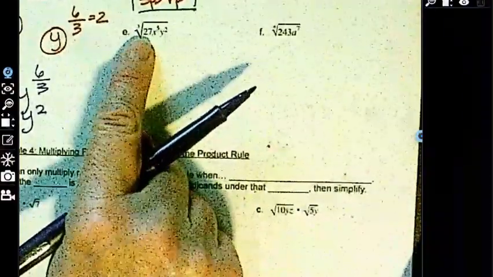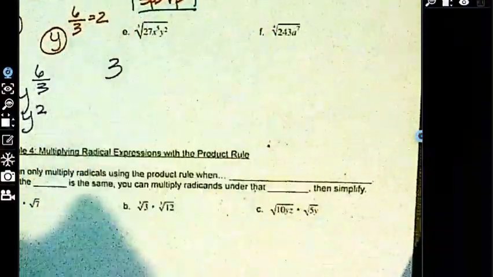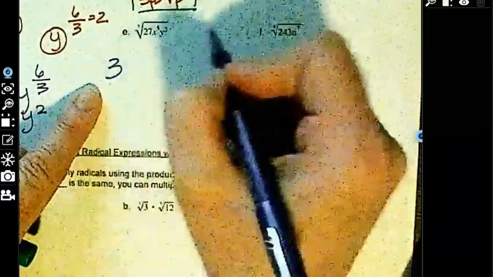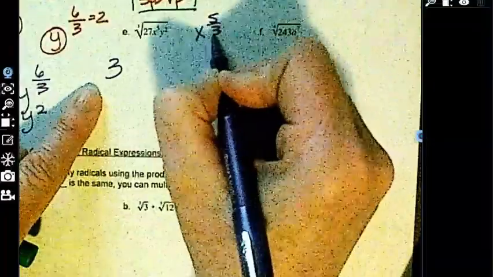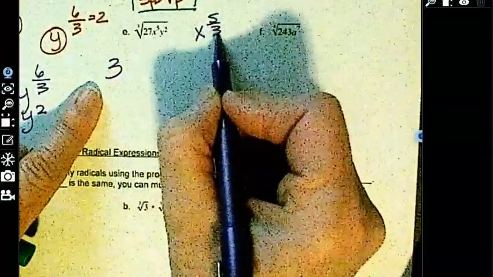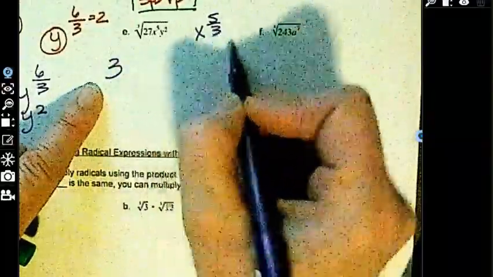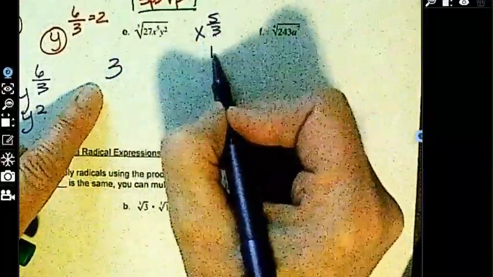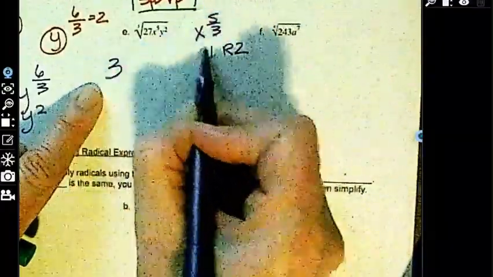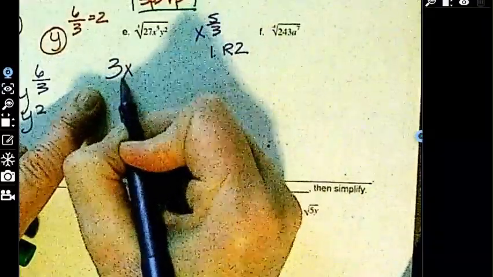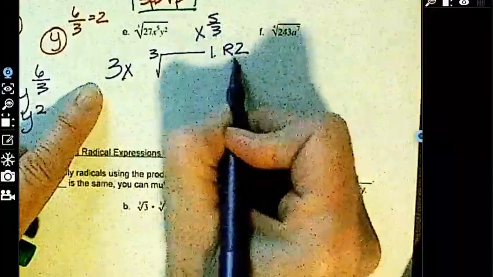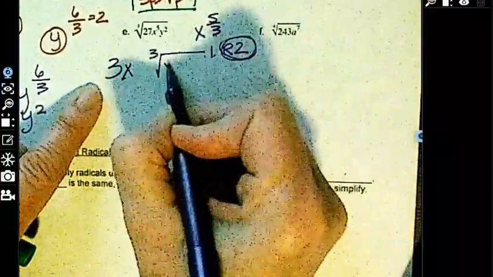All right, looking at this one. The cube root, I know the cube root of 27 is 3. I can take that out. Now, this is really x to the 5/3, isn't it? Well, if I divide 5 by 3, I get 1 remainder 2. So I can take out 1 x, but I have to leave under the cube root sign 2 x's, x squared.